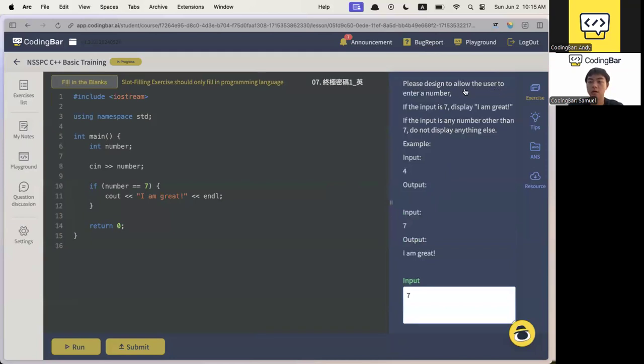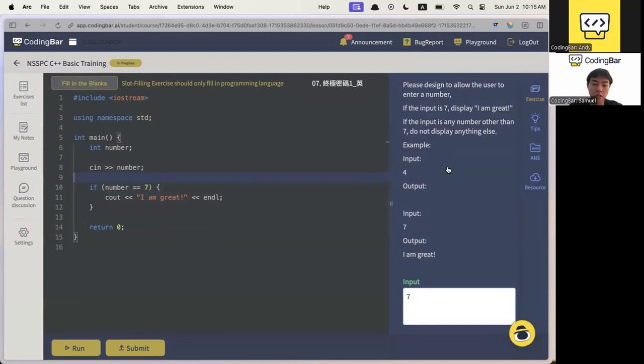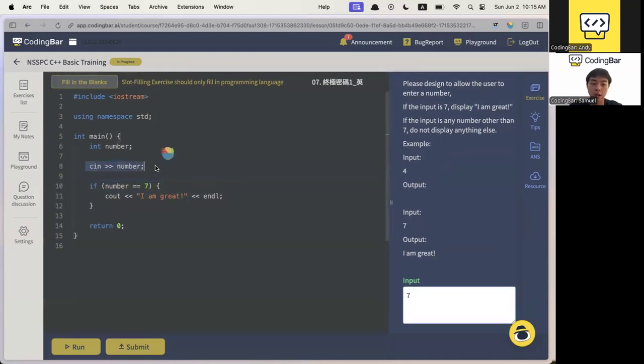Please design to allow the user to enter a number. If the input is 7, display I am great. If the input is any number other than 7, do not display anything else. We haven't covered this yet, but we can walk through it a bit like learning by doing. For this question, we have to read a number. If this number is 7, we're going to print out something. As you can see, it's very simple. We have a control structure here, a conditional structure.